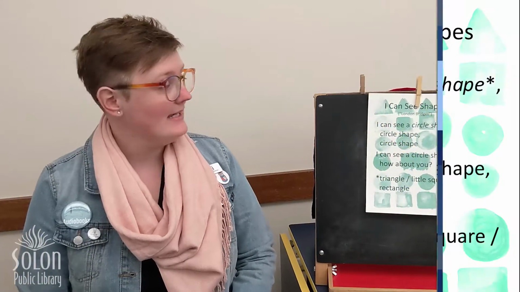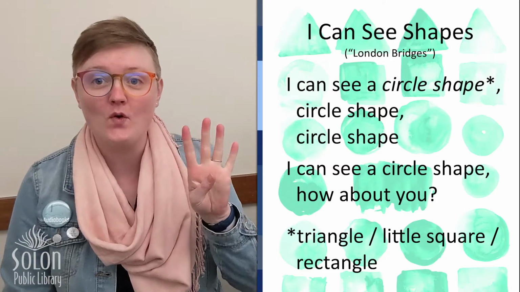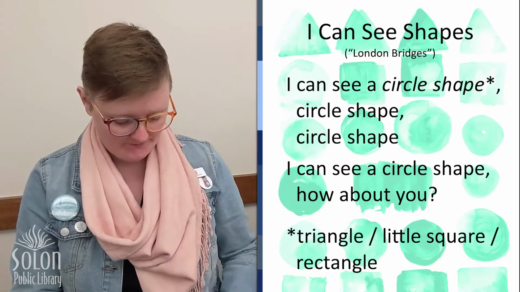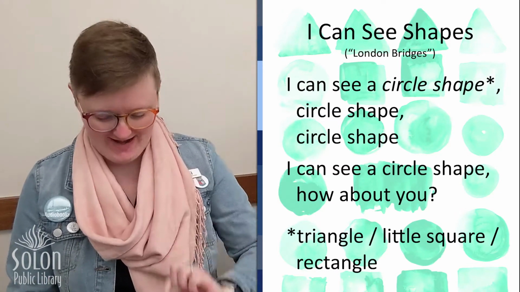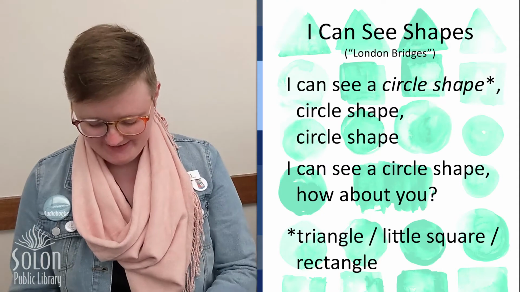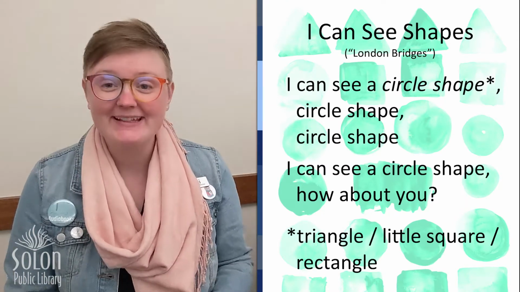Our next song is I Can See Shapes, and we're going to sing about 4 different shapes. A circle, a triangle, a little square, and a rectangle. Here we go.